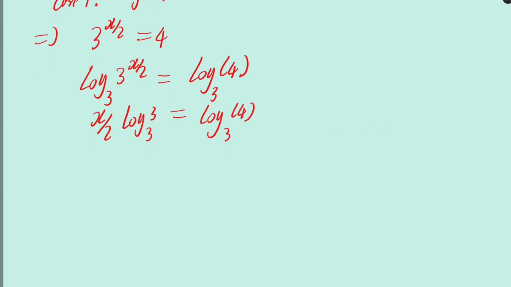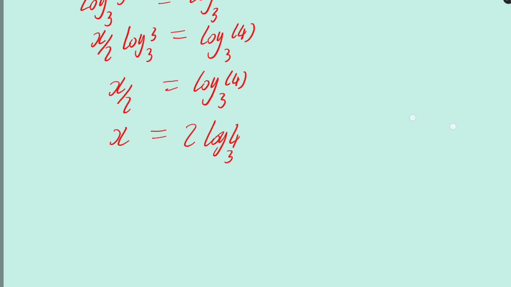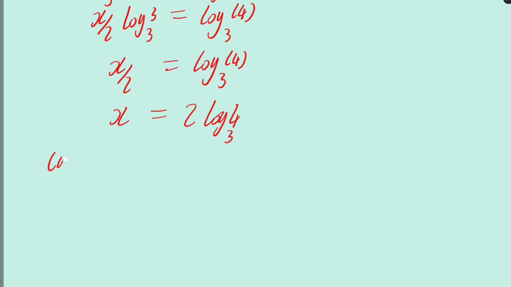Now, according to logarithm, the log of 3 base 3 is equal to 1, which simply means our x on 2 is equal to the log of 4 base 3. Now we send 2 up, which gives us x is equal to 2 log 4 base 3. That's our first value of x. Now we'll go to case 2.